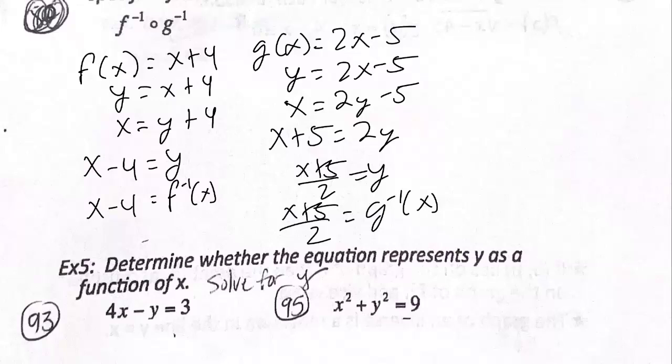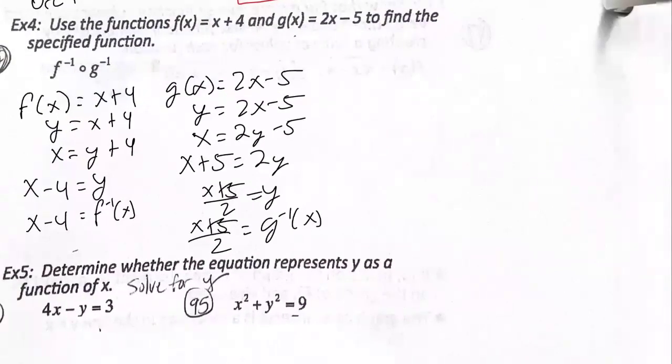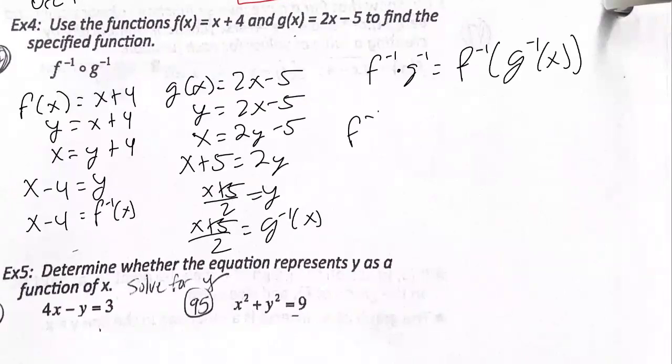Okay. Now we're trying to find the inverse of f∘g. So f inverse of g inverse just means you're going to take your inverse of g of x and plug it into the inverse of f of x. So plugging the inverse of g of x into f of x just means you're going to take this function right here and plug it into your f of x. That's just what it means.